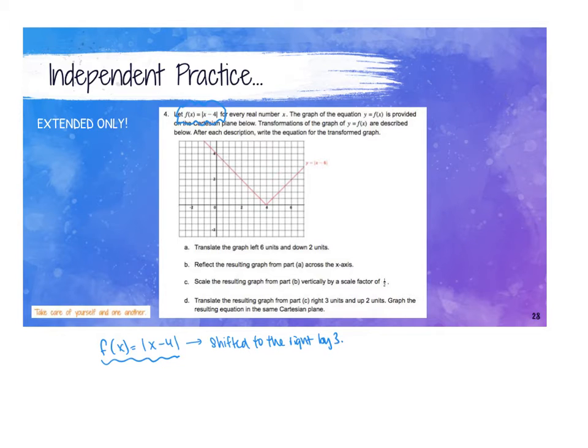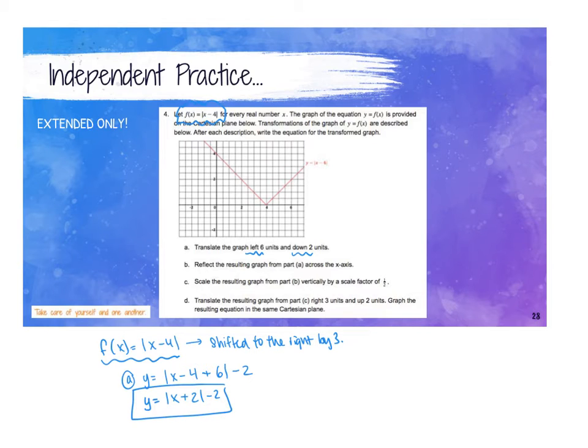Okay, so A wants us to translate this graph 6 units left and 2 units down. So for A, what we would do is it's already moved to the right by 4. We're going to move it from the right 4. We're going to move it to the left 6, and then we're going to move it down 2. So basically, if you're right 4 and you move it left 6, you are now at the left by 2.